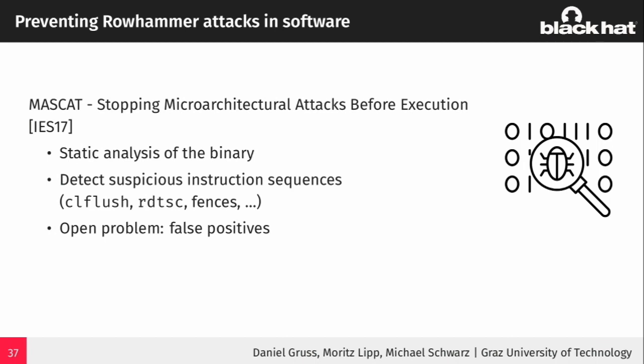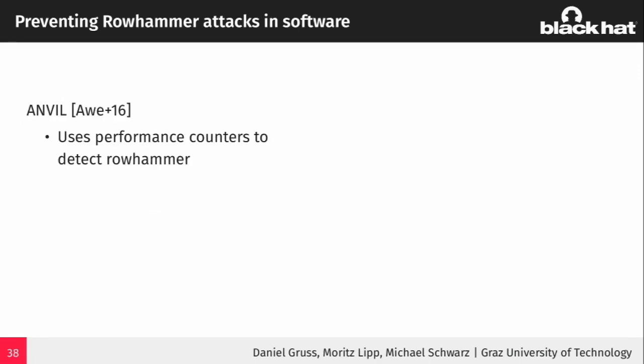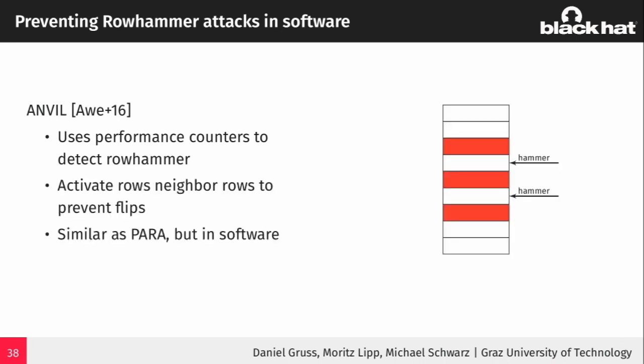I can also do it in an antivirus program. Okay, okay. But I just said you also have those remote attacks, so I don't care about the code on your system at all. Then maybe we might want to go back to the performance counters and detect the row hammer attack. And if we have a lot of cache misses, then we activate neighbor rows. So similar thing as the stuff in hardware, but in software. Okay, this was also from 2016.